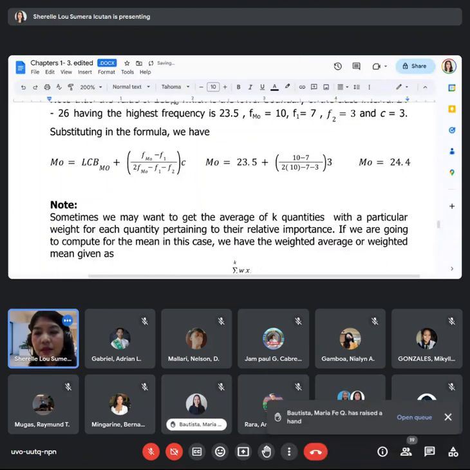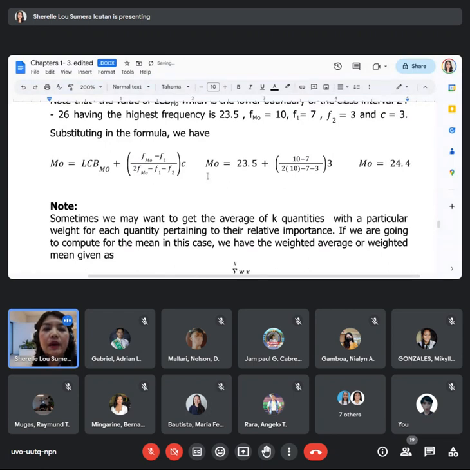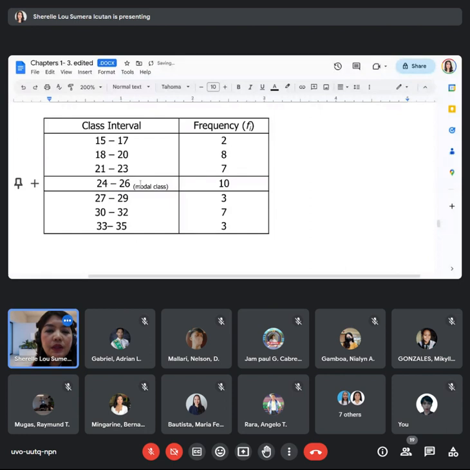Do you have questions? Maria Fe? Ma'am, paano na po ulit nakuha yung lower class boundary? Mag-minus ka ng 0.5 sa lower limit. Halimbawa, you have to determine the modal class. Once you have your modal class, this is your lower limit in your modal class. And to get the lower class boundary, you have to subtract 0.5 from the lower limit. Okay na? Yes po. Okay. Other questions?